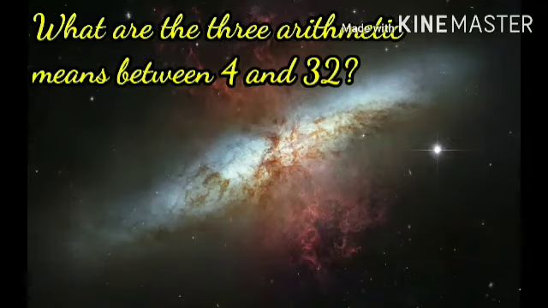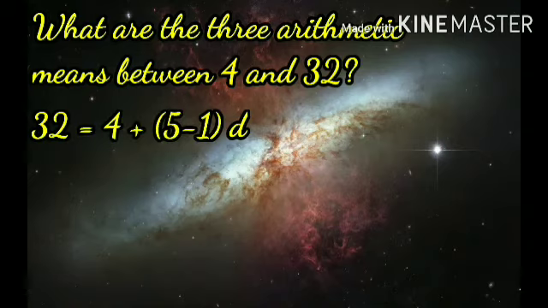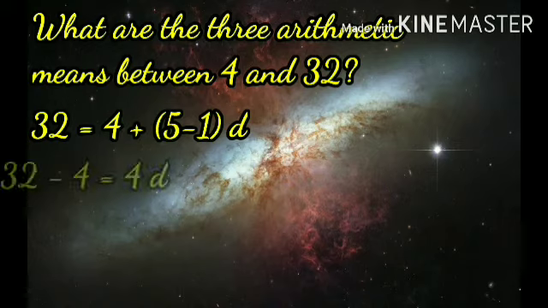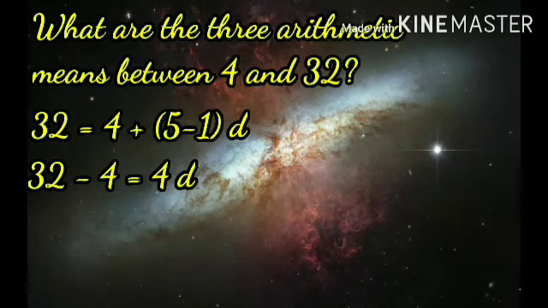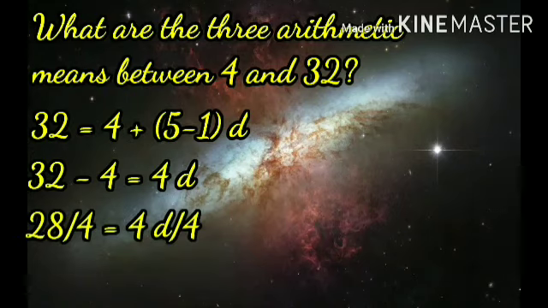By using the formula of an arithmetic sequence, a sub n is equal to the first term plus the quantity of n minus 1 times the common difference, we can say that the last term is 32 and the first term is 4. Since we are to insert 3 arithmetic means, meaning to say we have a total of 5 terms in the given sequence. By substitution, 32 is equal to 4 plus the quantity of 5 minus 1 times the common difference. Then, 32 minus 4 is equal to 4d. 28 divided by 4 is equal to 4d divided by 4, meaning to say the common difference is 7.